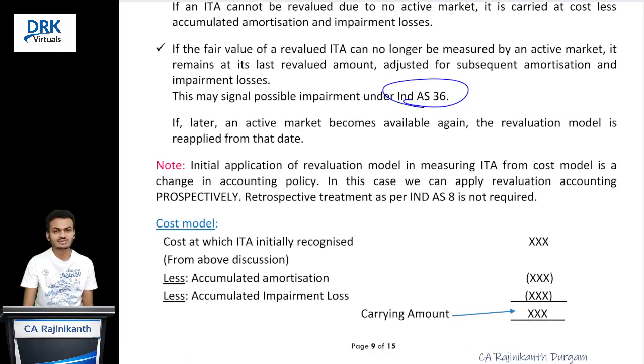And one more thing I would say: till now we have applied the cost model for subsequent measurement of our intangible asset. But now I want to apply the revaluation model. Can I say this is a change in accounting policy? Yes, it is a change in accounting policy. So what the standard is saying is that in this case, retrospective accounting is not required. You apply the revaluation accounting prospectively and that is sufficient. That is what Ind AS 8 is saying, right?